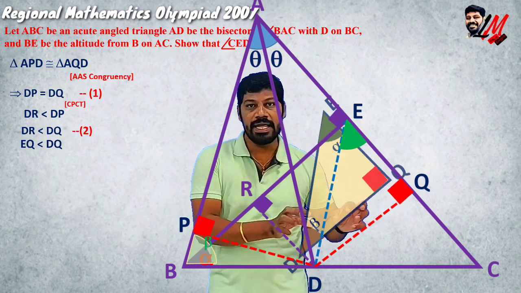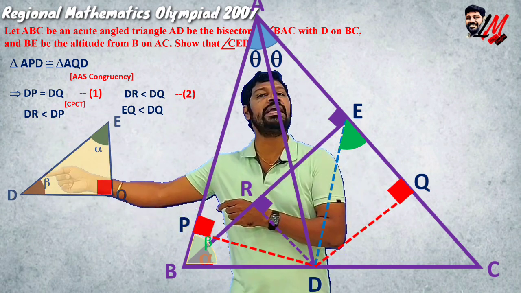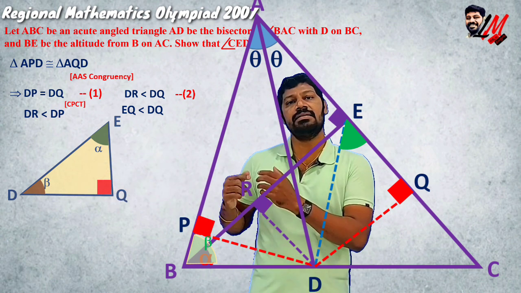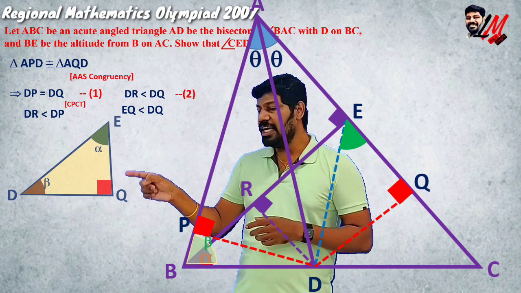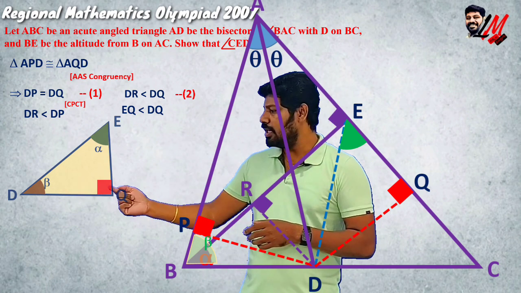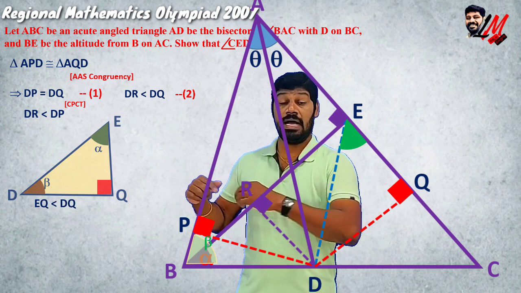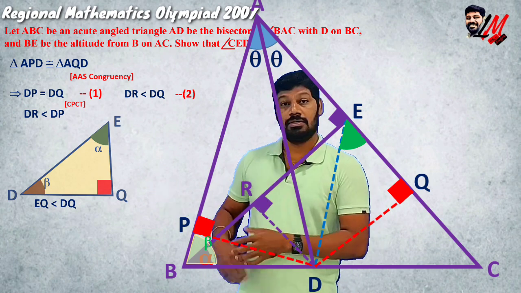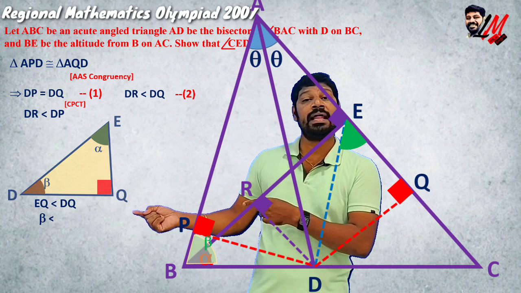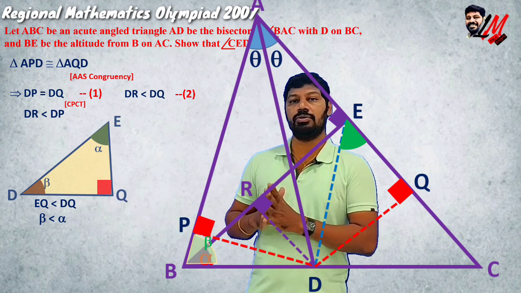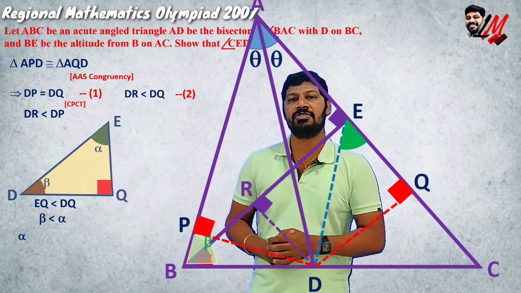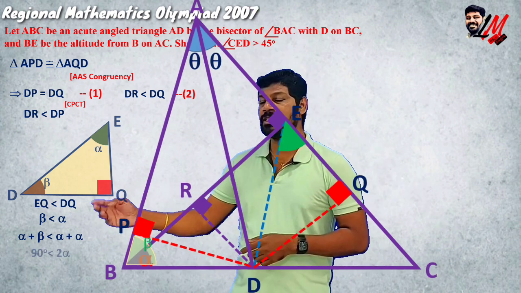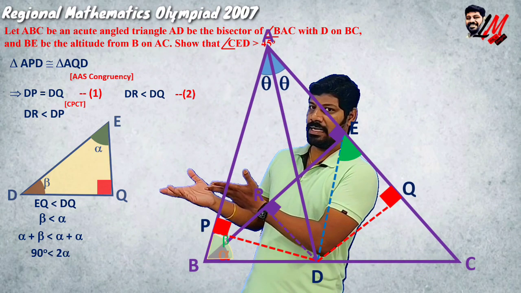Now take this triangle EQD. I call angle D as beta and angle E as alpha. Now EQ is smaller than DQ, which we got. As I said, the larger angle contains the larger side, and the smaller angle contains the smaller side opposite to them. So can I say angle beta is less than angle alpha? Now adding alpha on both sides, alpha plus beta is smaller than 2 alpha. Alpha plus beta gives us 90 degrees, because it's a right triangle.